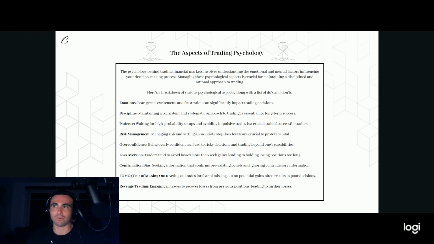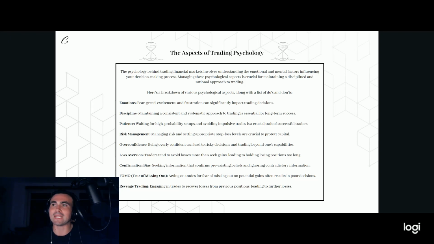Emotions. Fear, greed, excitement, and frustration can significantly impact trading decisions. Discipline. Maintaining a consistent and systematic approach to trading is essential for long-term success. Patience. Waiting for high probability setups and avoiding impulsive trades is a crucial trait of successful traders. Risk management. Managing risk and setting appropriate stop-loss levels are crucial to protect capital.